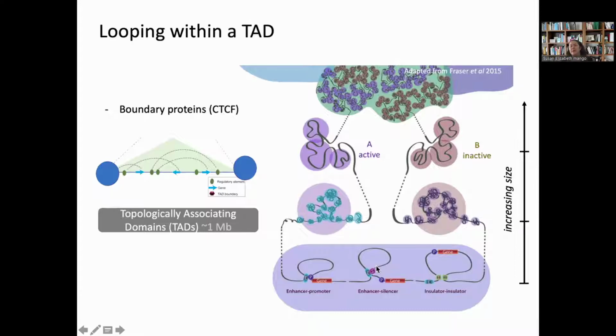And there's been a big discussion in the field about what do the TADs do. And people are trying to test if you disrupt the TAD, what consequences are there? And this is ongoing research. This is still happening today.